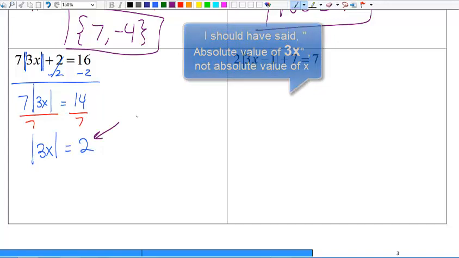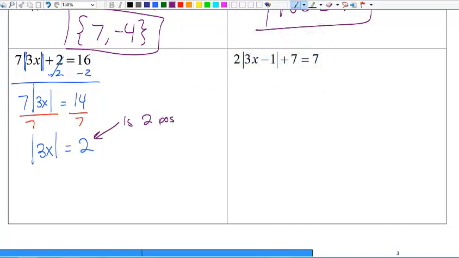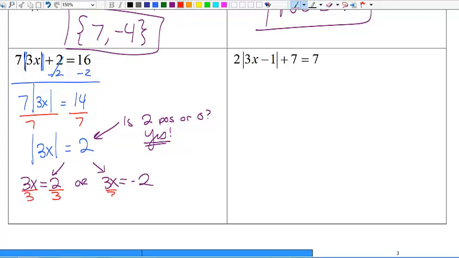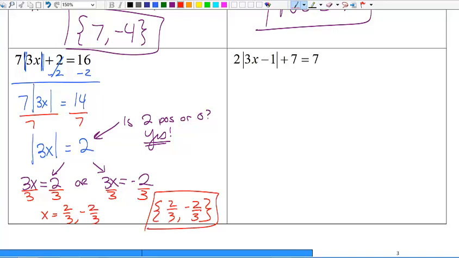Now that the bars are by themselves, I ask myself, is 2 positive or 0? And the answer there is yes. So because 2 is positive, I can continue by breaking these up. I have 3x is equal to 2, or 3x is equal to negative 2, using our steps from above. Then I'm going to solve each of these, and I get two solutions, x is equal to 2/3, or x is equal to negative 2/3. So my solution set is 2/3 and negative 2/3. You'd only ever use solution set for solved problems, by the way. So there's my solution.